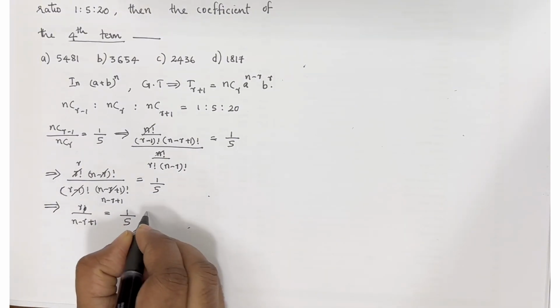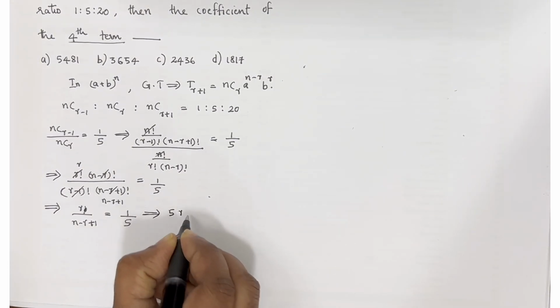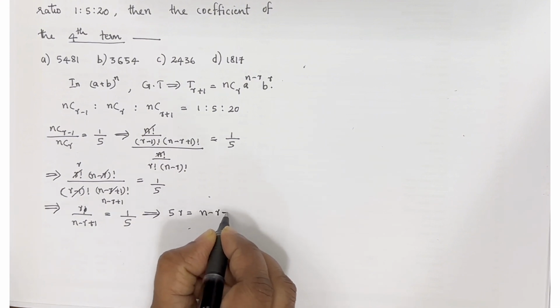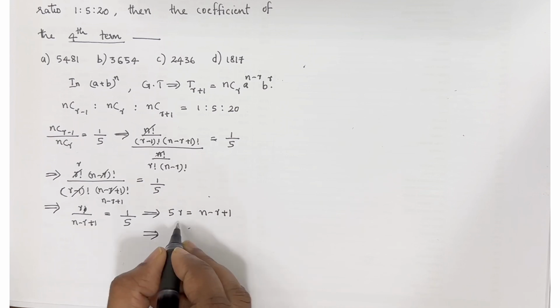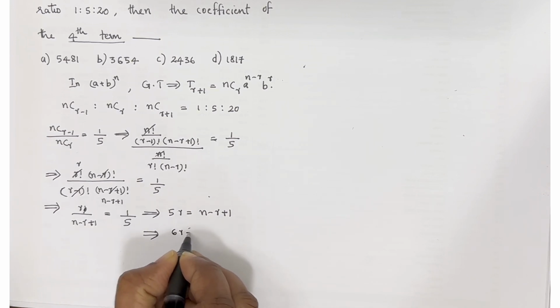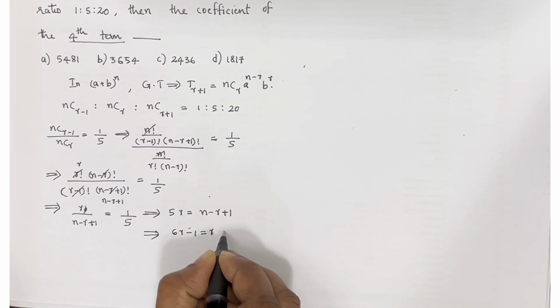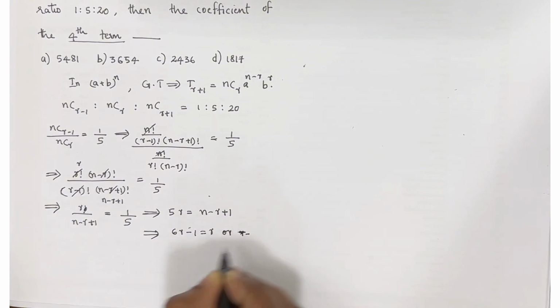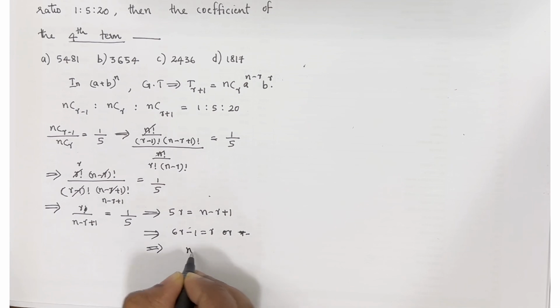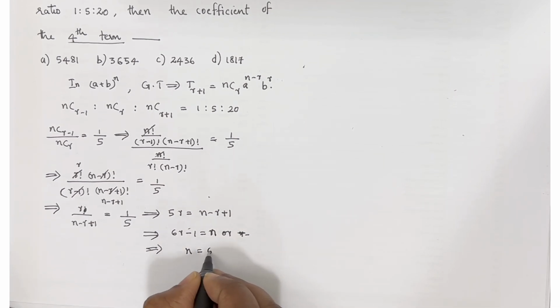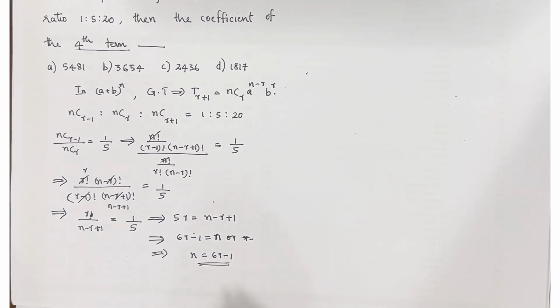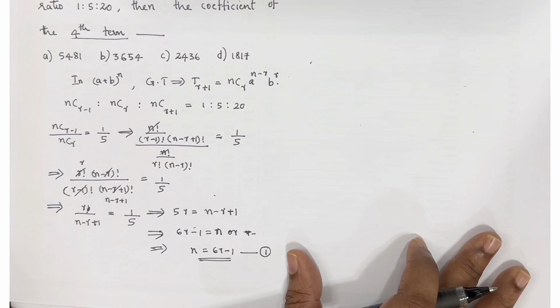Now cross multiply and simplify the terms. We can write this as 5r = n - r + 1. Minus r and plus 1 can be taken to the left side, so 5r + r is 6r, and 6r - 1 is equal to n. So now we got the value of n, or we can write n = 6r - 1. Mark this as equation number 1. Now we got the value of n.